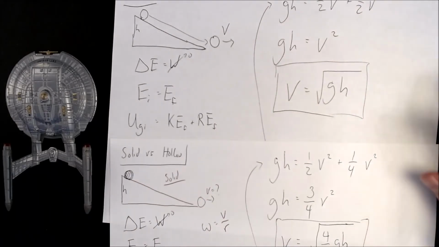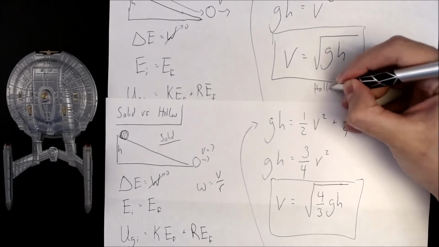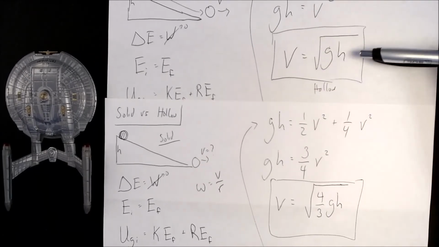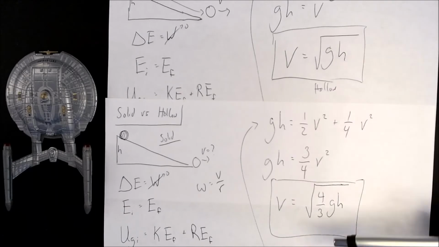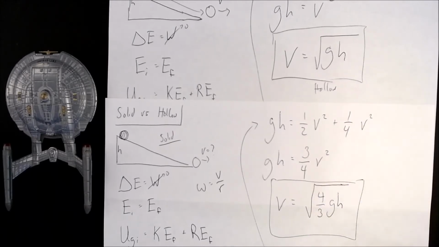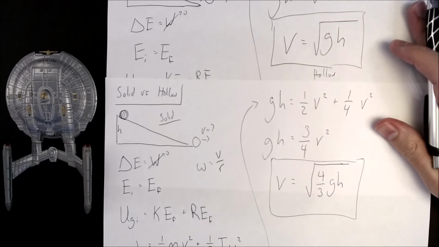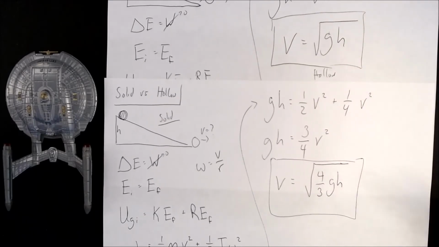Compare this to the solid cylinder. For the hollow cylinder, the final speed is the square root of gh. For the solid cylinder, it's the square root of 4/3 times gh. The difference is this square root of 4/3 factor in the solid cylinder that's making it go slightly faster at the bottom of the ramp. And why is that though?